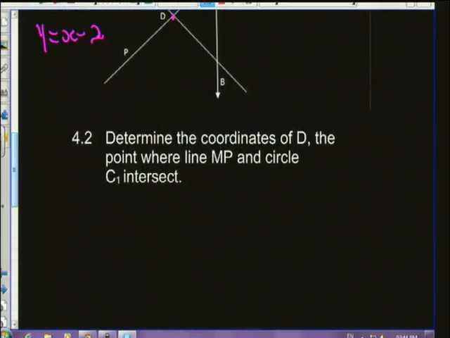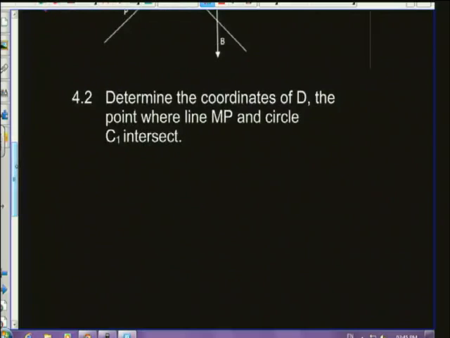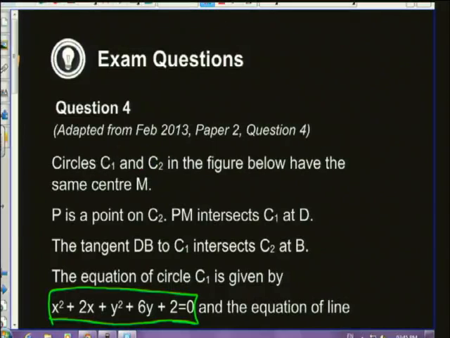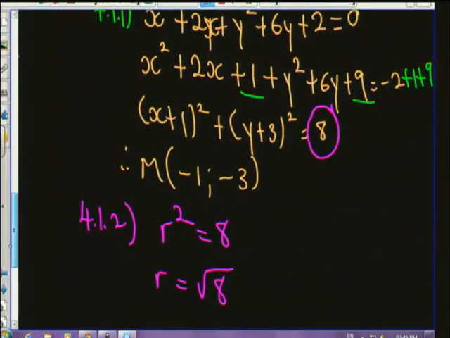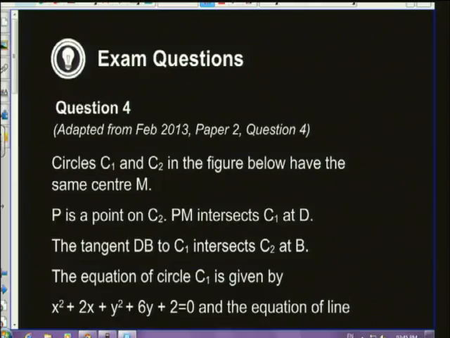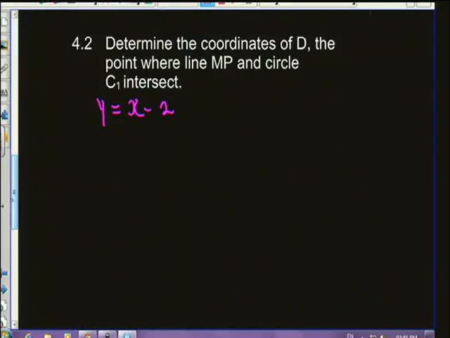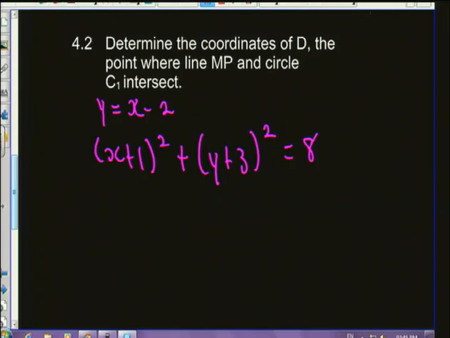And so it's a point where the line MP and the circle C1 meet. We've got the equation for C1, and we've got the equation of the line MP. So if we make those two equal to each other, we can find out the coordinates where they meet. We know that y = x - 2. And the equation of my circle, let's just go back to the previous page to get it, was (x + 1)² + (y + 3)² = 8. Those are our two equations.